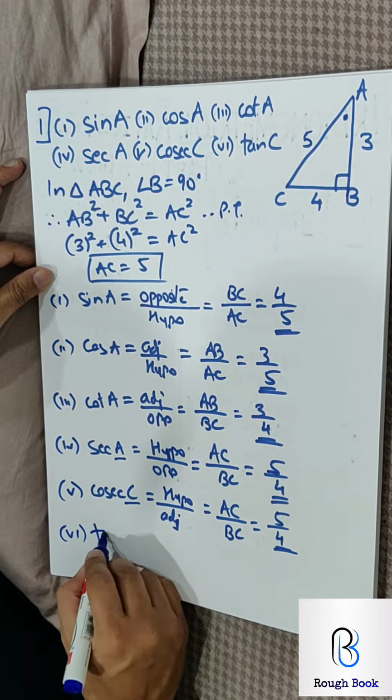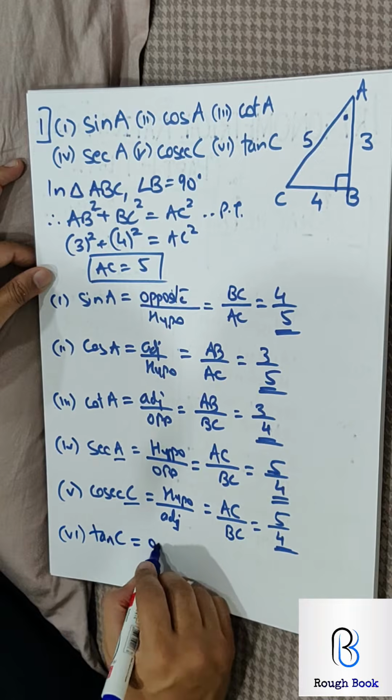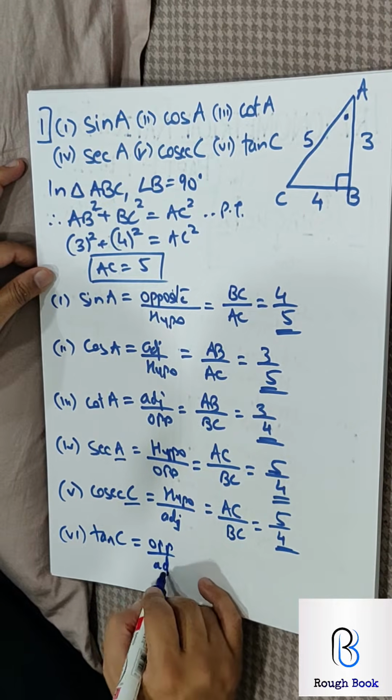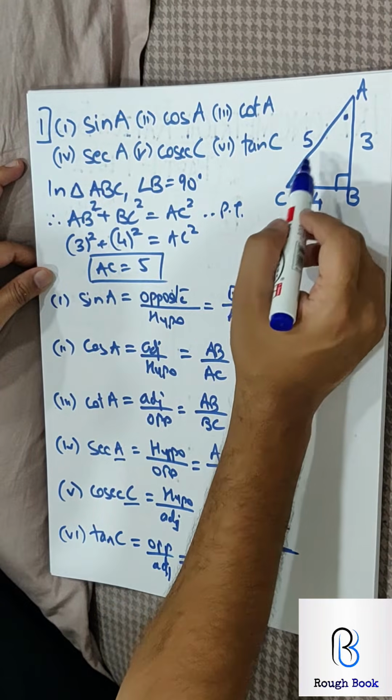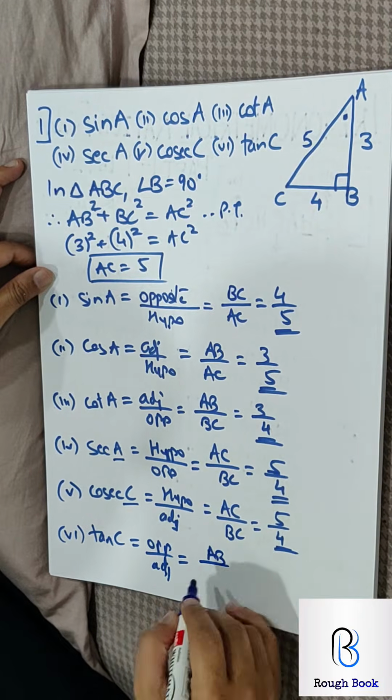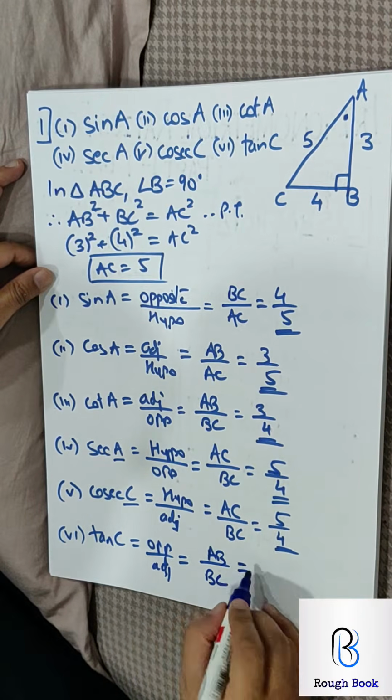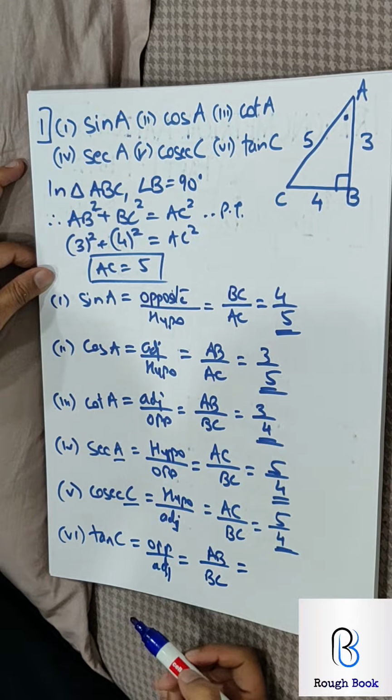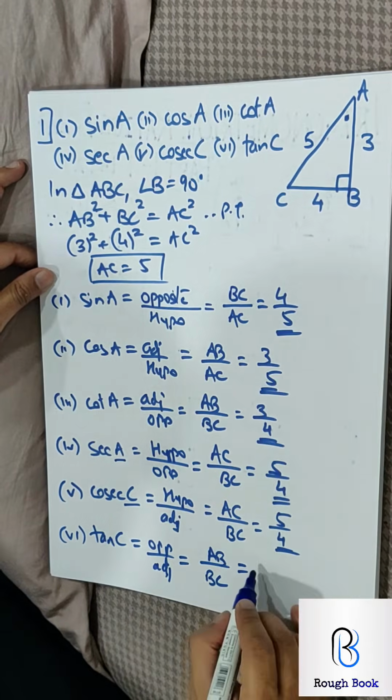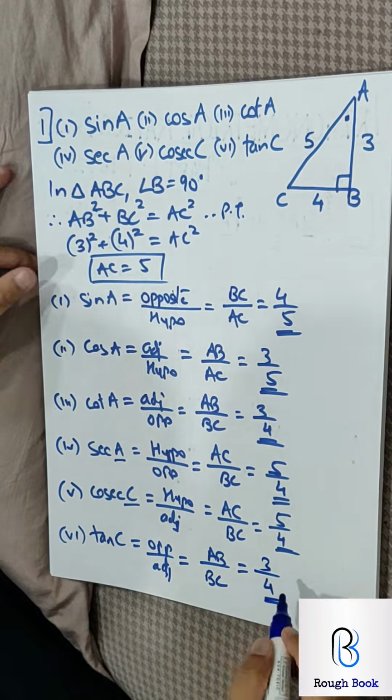Last one, 6, tan C. So tan is opposite upon adjacent. So C ka opposite is AB and adjacent is BC. So you have to look at the angle each time, otherwise you will mess up. So C ka opposite 3, adjacent 4.